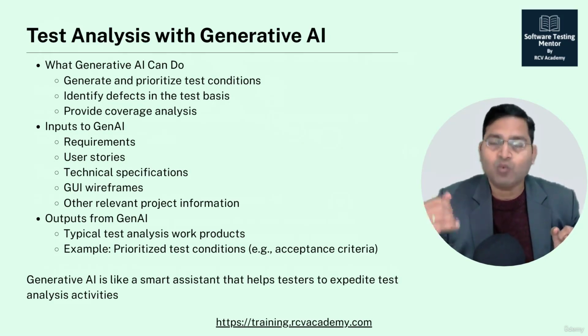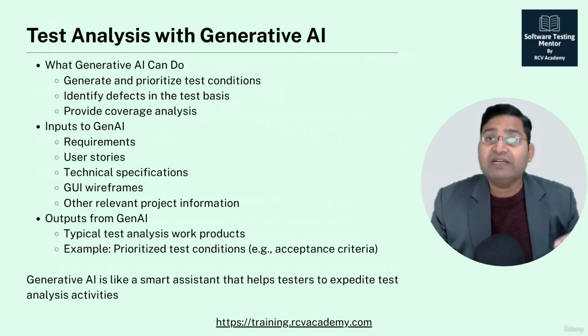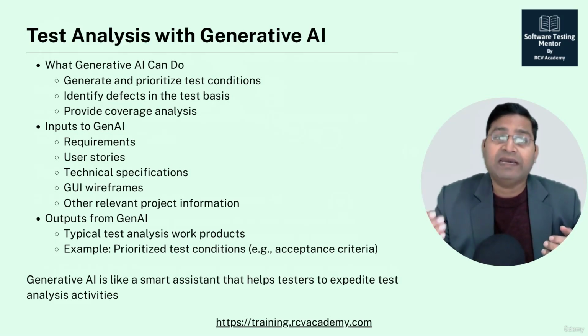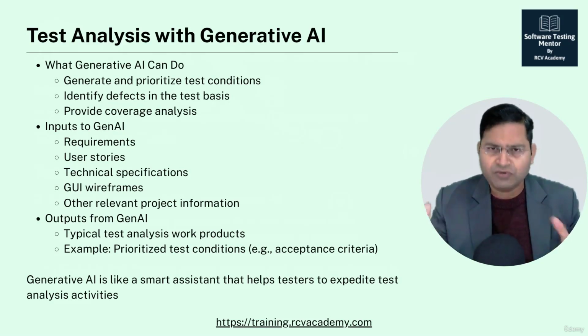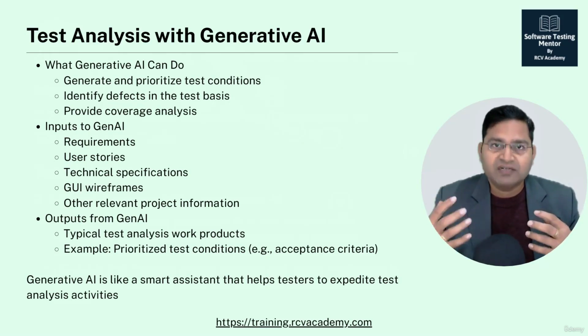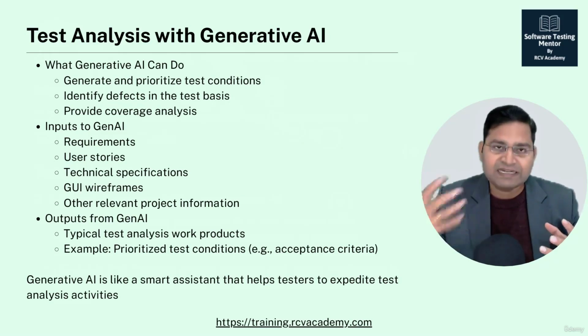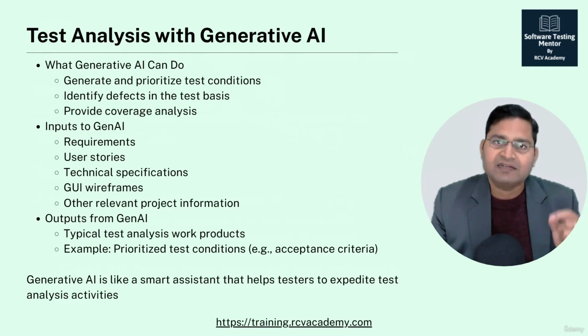How it can help, or what it can do for you: it can generate and prioritize the test conditions. It can identify defects in the test basis and provide you the coverage analysis. A few of the things, right? Generative AI is now the key tool that you will need to perform better in software testing, whether it's test analysis or any other phase of the software testing lifecycle. You can get help in any of the tasks, and you will be able to perform tasks more efficiently. You will get better coverage, and it will be much faster.